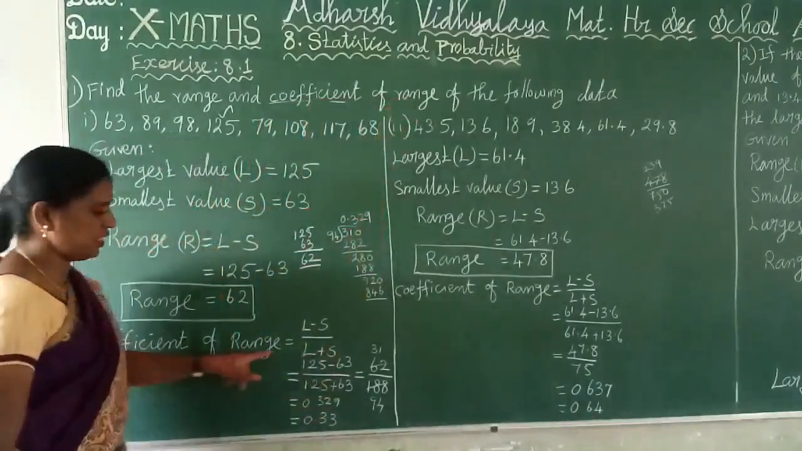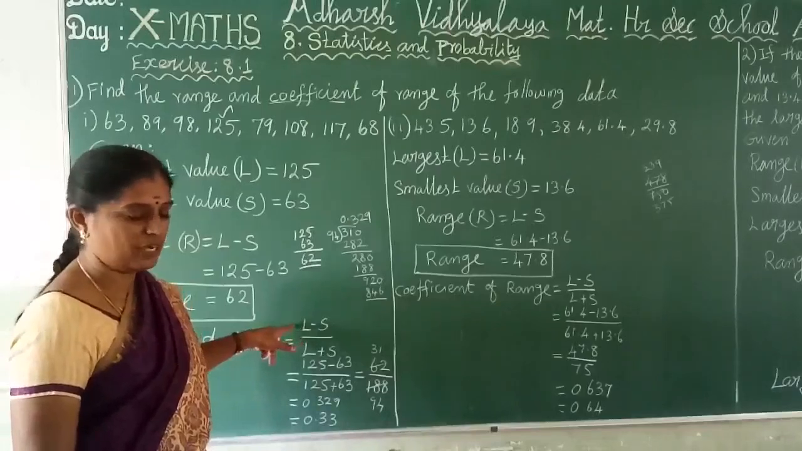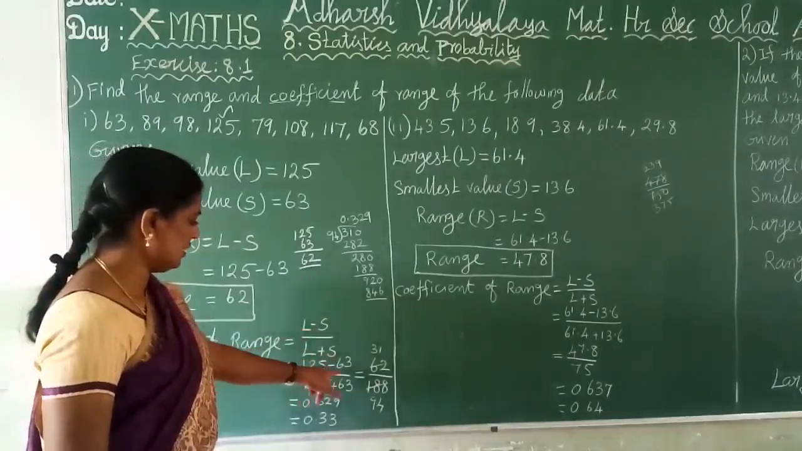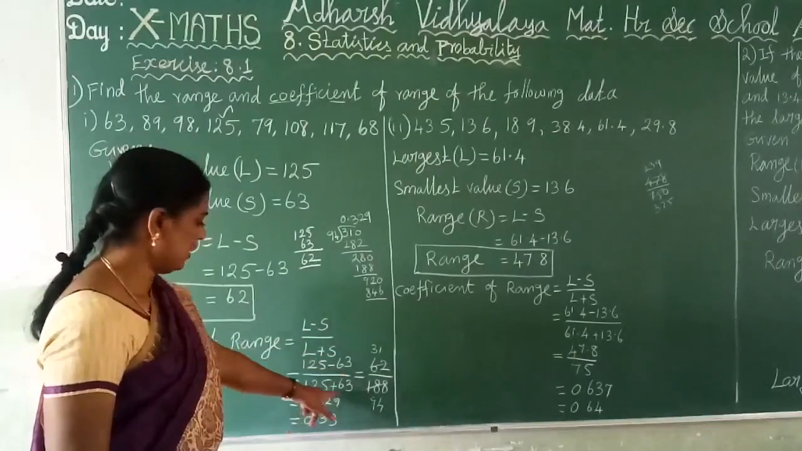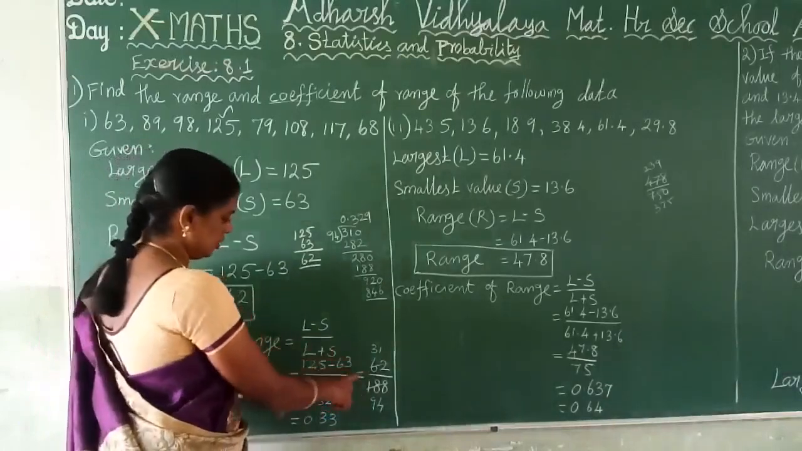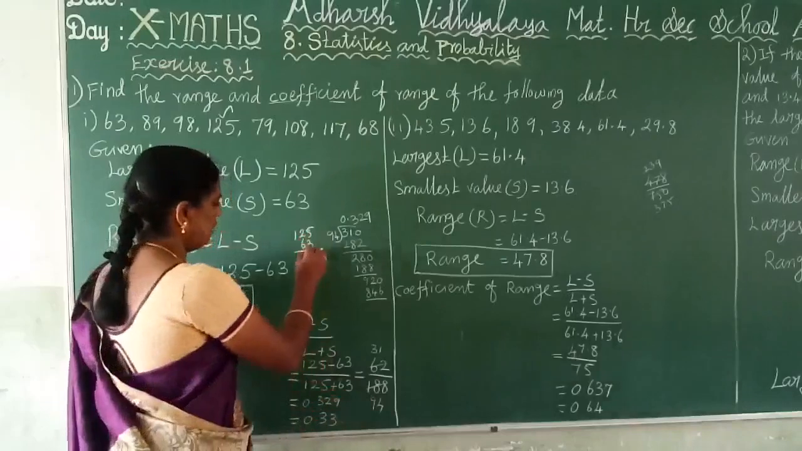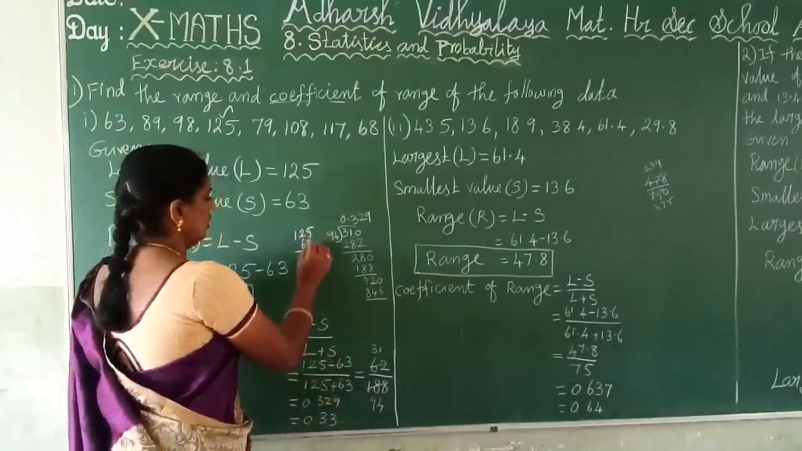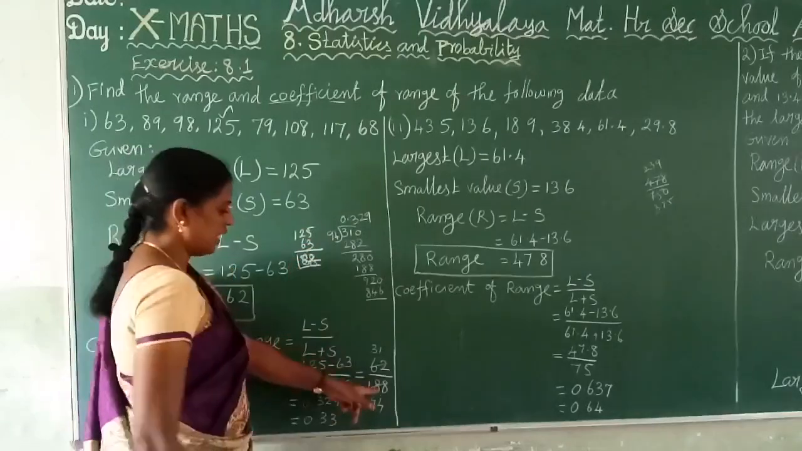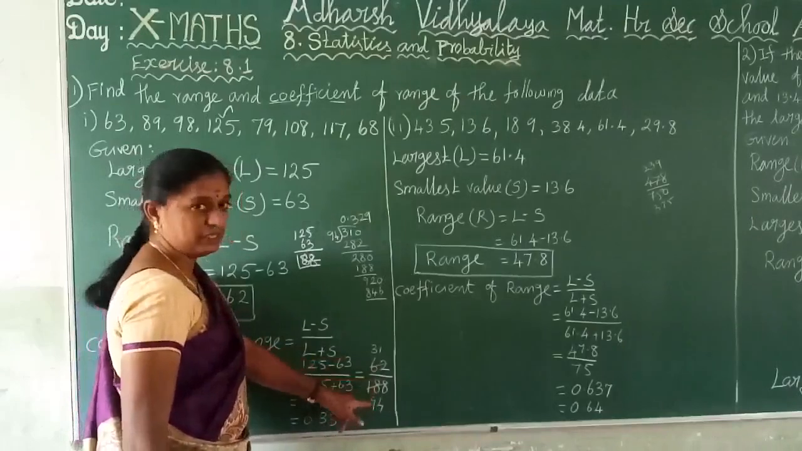So the coefficient of range formula is largest value minus smallest value by largest value plus smallest value. So L minus S by L plus S. L 125 minus 63 by 125 plus 63. 125 minus 63, answer we already got it: 62. 125 plus 63, answer 188. Add means 5 plus 3 is 8, 2 plus 6 is 8, 1 plus 0 is 1, 188.